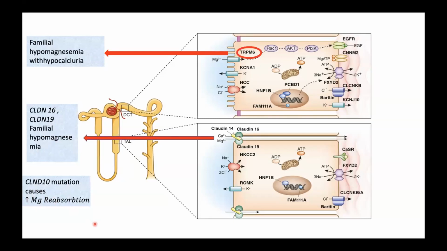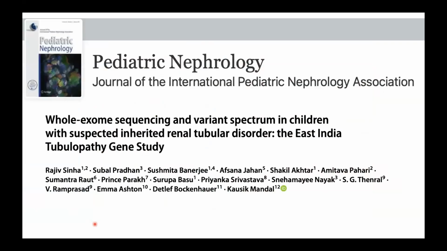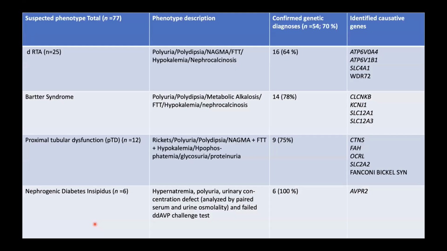This excellent study by Rajiv Sinha and his team explored the genetics by doing whole exome sequencing in the East India tubulopathy gene study, published recently in Pediatric Nephrology Journal. They included 77 index tubulopathy cases which underwent whole exome sequencing, and they confirmed a genetic diagnosis in 54. Among them, the most prevalent tubulopathy is distal renal tubular acidosis. You can see the number is 25.